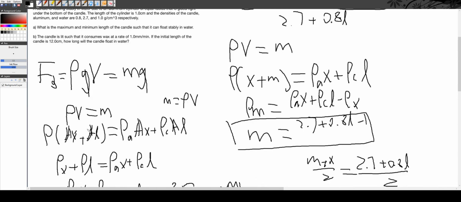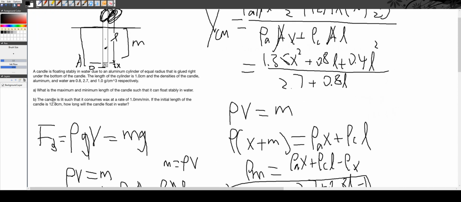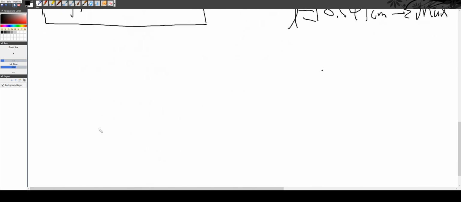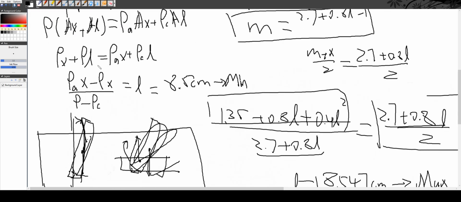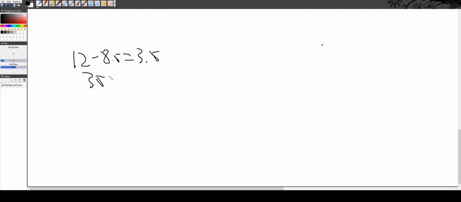You understand? So now for part B, the candle is lit such that it consumes wax at a rate of 1 millimeter per minute. If the initial length of the candle is 12 centimeters, how long will the candle float in the water? So this is just a simple question. 12 centimeters, you can float until it's 8.5 centimeters. So 12 minus 8.5 is going to be 3.5. But it's in millimeters, right? So 3.5 times 10 gives you 35. So 35 minutes. And we're done.